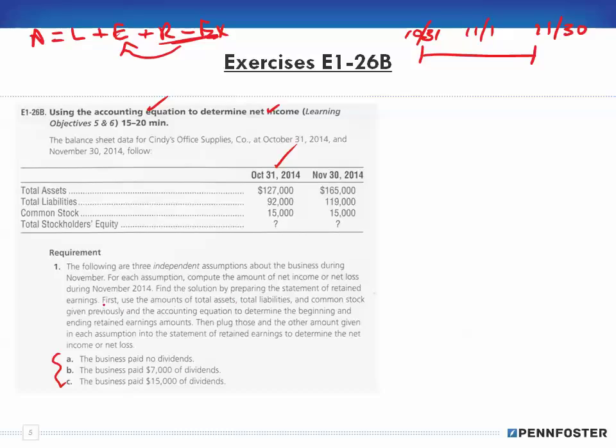But it continues on, and it says, find the solution by preparing the statement of retained earnings. First, use the amounts of total assets, total liabilities, and common stock given previously, and the accounting equation to determine the beginning and ending retained earnings amounts. Then plug those and the other amount given in each assumption into the statement of retained earnings to determine the net income or loss. So basically, it's telling you the procedure that you should be working through.